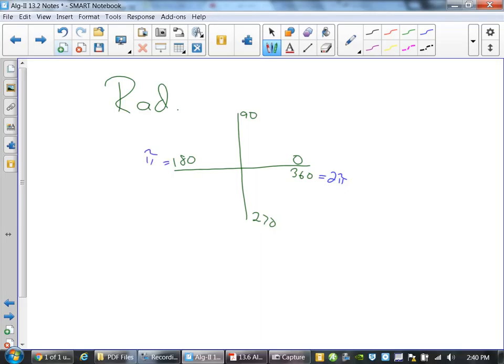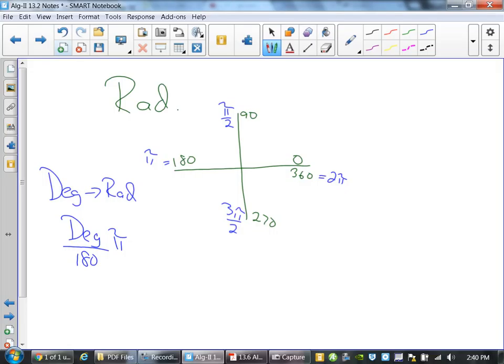Pi is... What would 90 be? Half pi. What would 270 be? 3 pi over 2. So the idea here is going from degree to radian. All you do is you take your degree value, divide it by 180, and slap a pi next to it.